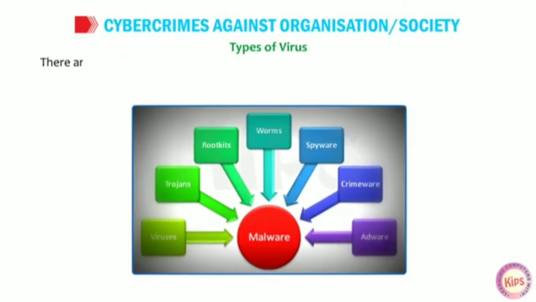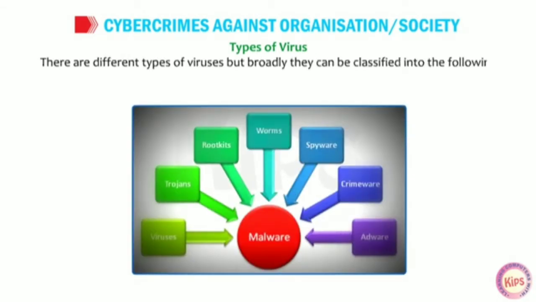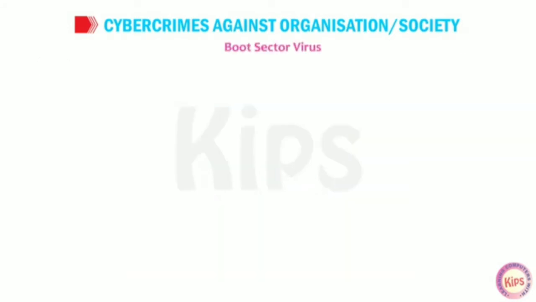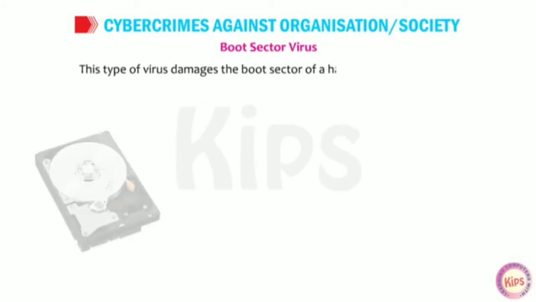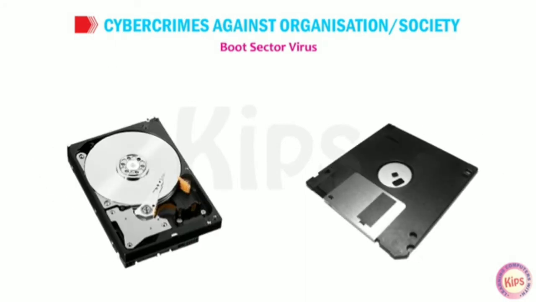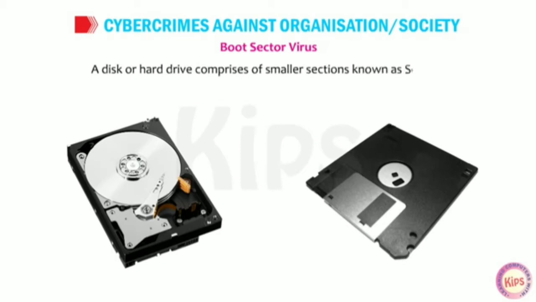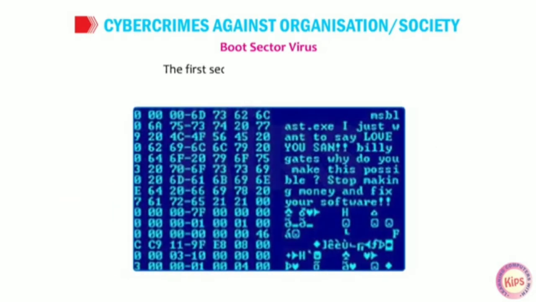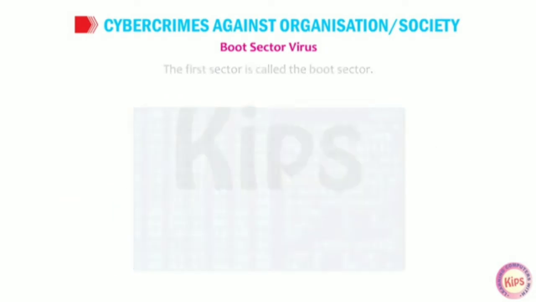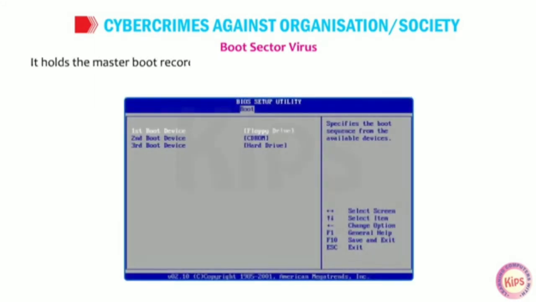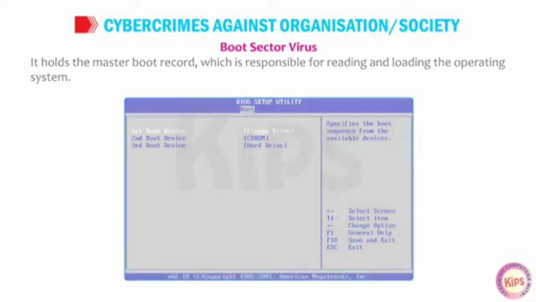Types of virus. There are different types of viruses, but broadly they can be classified into the following categories. Boot sector virus. This type of virus damages the boot sector of a hard disk or floppy disk. A disk or a hard disk comprises smaller sections known as sectors. The first sector is called a boot sector. It holds the master boot record, which is responsible for reading and loading the operating system.